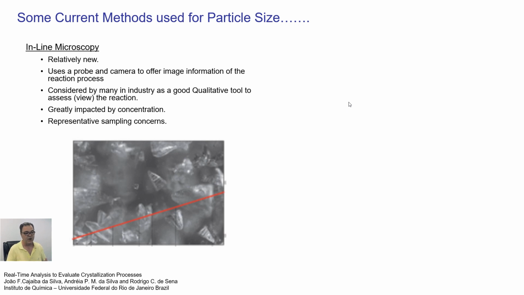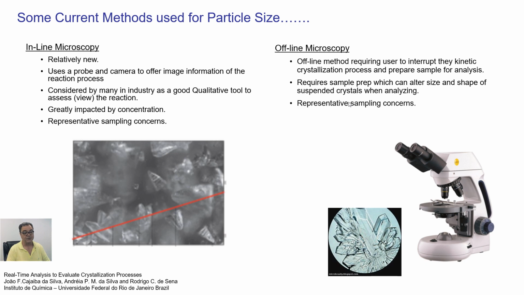It's good to know what's going on in your reactor, although trying to get a lot of extracted quantitative information is a bit of a challenge. And representative sampling is also a bit of a concern. And then we also have offline microscopy, very similar to other offline techniques. Again, it requires you to take these samples from the actual reactor and do an analysis. And again, it requires prep, making sure that the crystals don't continue to grow. And representative sampling is also a bit of a concern as well.